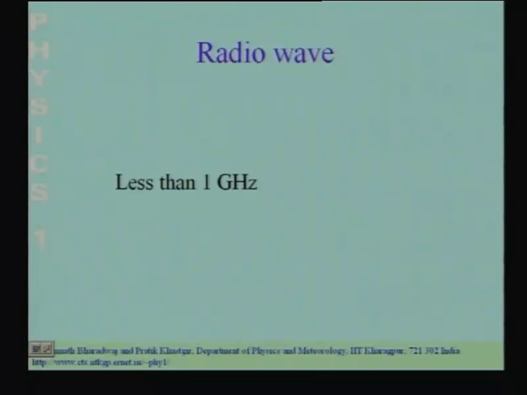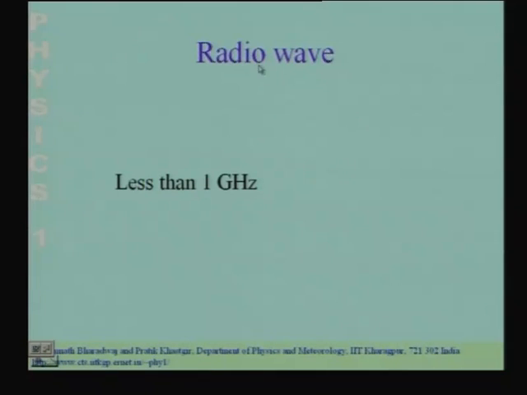So, let us start with the lowest possible frequencies for the electromagnetic waves. The low frequency part, so electromagnetic waves of the lowest possible frequencies, that is frequencies less than 1 gigahertz. If I have electromagnetic radiation waves of frequencies less than 1 gigahertz, these are referred to as radio waves.